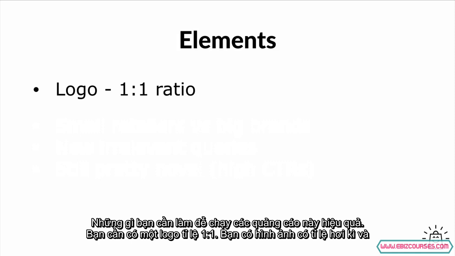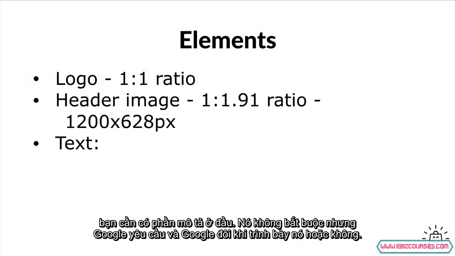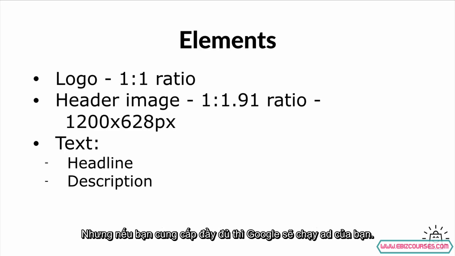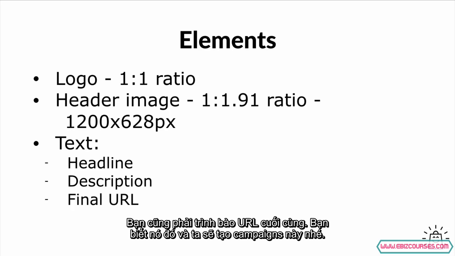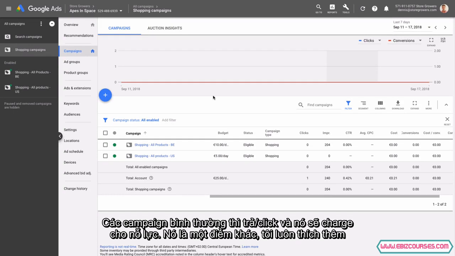Okay, so what do you need to get these ads going? Well, you need a logo in a 1:1 ratio, you need a header image in a slightly weird ratio, and then you need text: headline and description. Those two are optional, but as always with Google Ads, just provide them, and Google will sometimes display them or not. But if you provide that information, the chances of Google displaying your ad are a lot higher. And then you also have to provide a final URL and a destination URL. Now you know the theory. Let's jump in and set up one of these campaigns for ourselves.